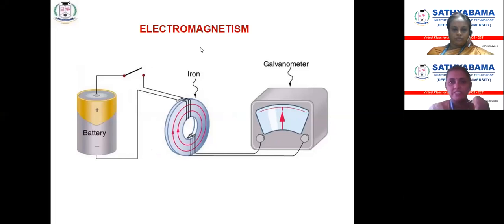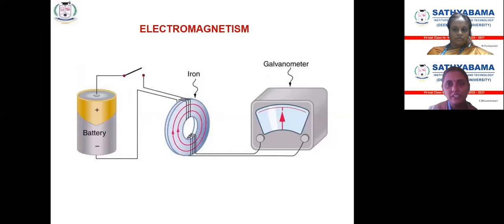Right now, we will start with the next topic, which is electromagnetism: the production of EMF with magnetism. Okay, now magnetism, if we talk about magnetism, it is always related with flux, right? So, by changing the flux or by changing the current flow, the EMF can be induced.